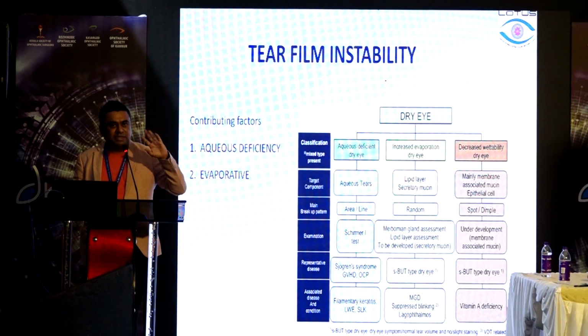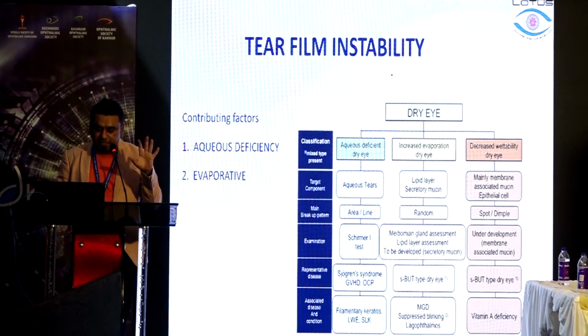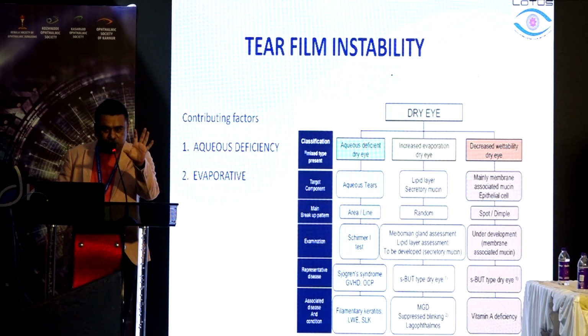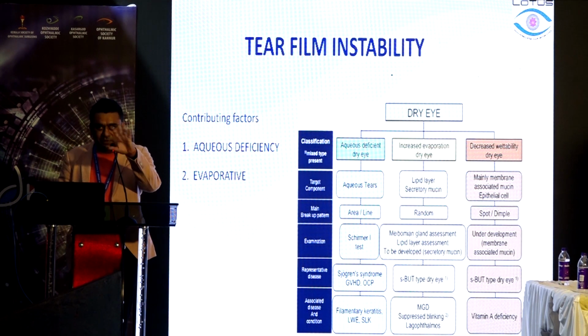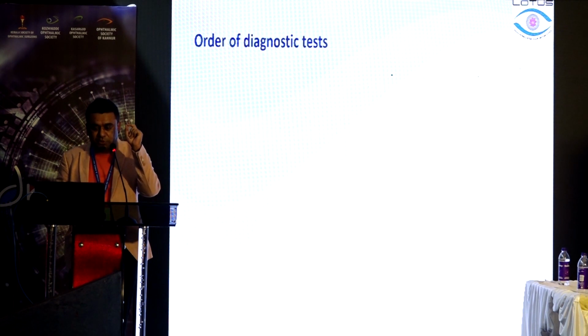Tear film instability, we classify into aqueous deficiency, we divide into increased evaporation, and the third variety is decreased wettability. Whenever there is aqueous deficiency, we diagnose with the help of Schirmer's. Whenever there is increased evaporation, we understand by doing the TBUT. And decreased wettability, what I told, is that there is stain only, no stain, no minimal reduction in the TBUT. If you look at the symptoms of aqueous or evaporative deficiency, almost everything looks similar. But when you give minute importance to the symptoms, there is a major difference in the symptomatology of these.